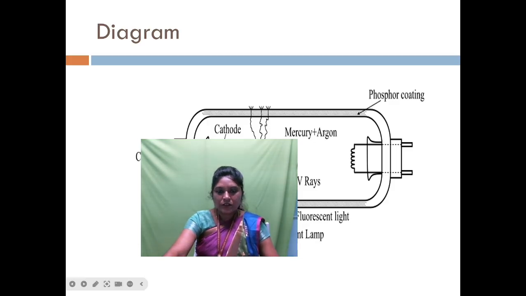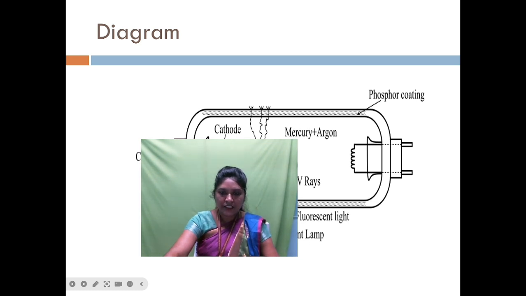So this is the fluorescent lamp. It consists of a fluorescent tube. Here are the main three parts: one is the fluorescent tube, another is the electrodes, and the tube is covered with a phosphor coating. Inside, it is filled with mercury and some inert gas.